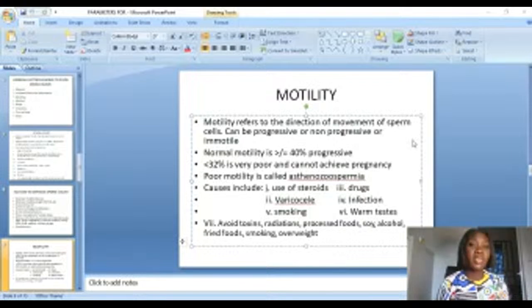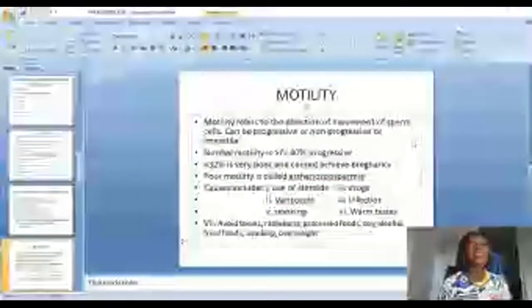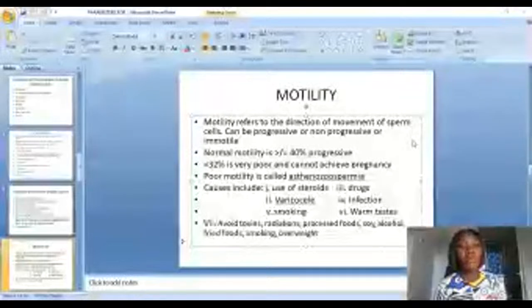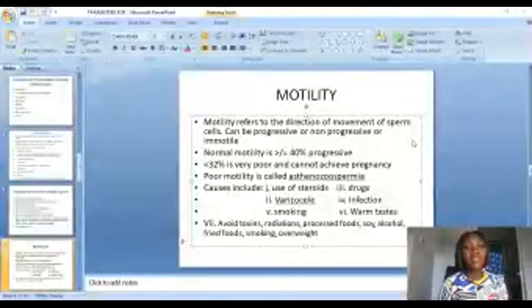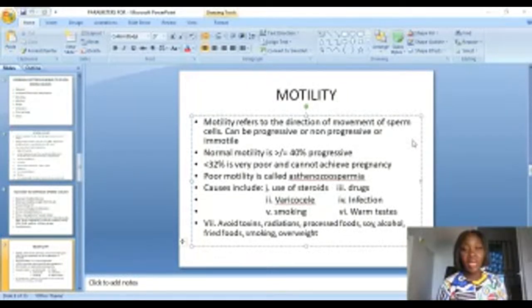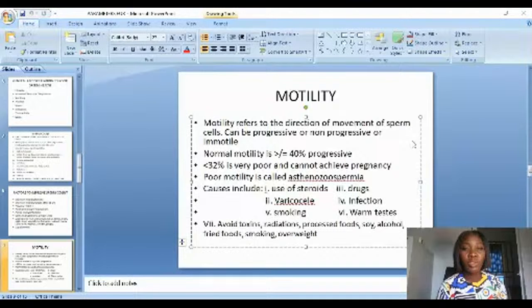Use of illicit drugs again. There are some drugs we mentioned when we were first describing the problems with motility, like your NSAIDs. We've talked about steroids, of course, chemotherapy, some BP drugs. Some antibiotics can cause a slowing down of sperm cells. Infection is also implicated. Smoking, of course, and warm testes again. These are all implicated, as well as exposure to toxins, radiation, ingestion of processed food, soy, alcohol, fried food, smoking, and overweight. All these cause poor sperm cell motility.